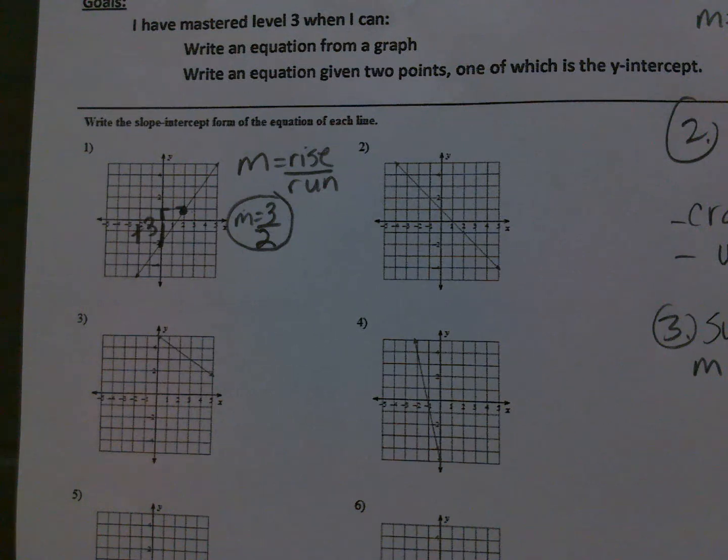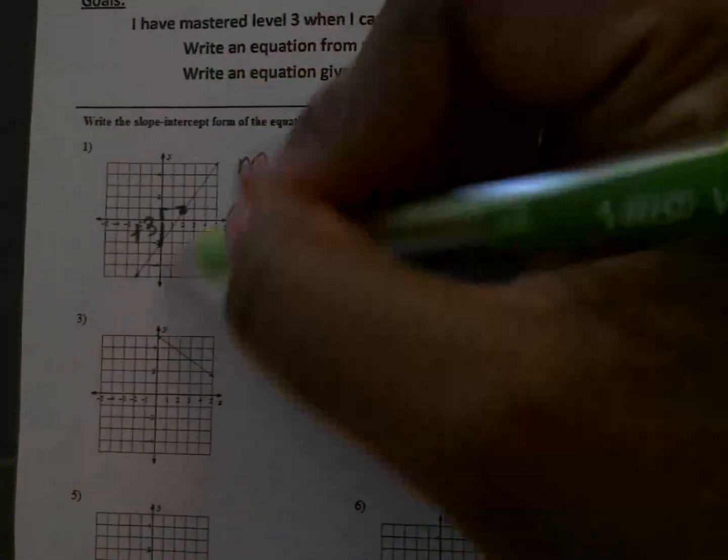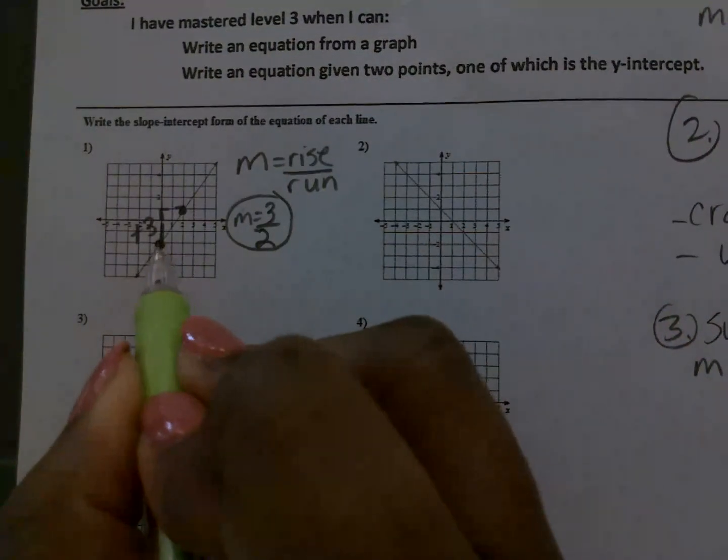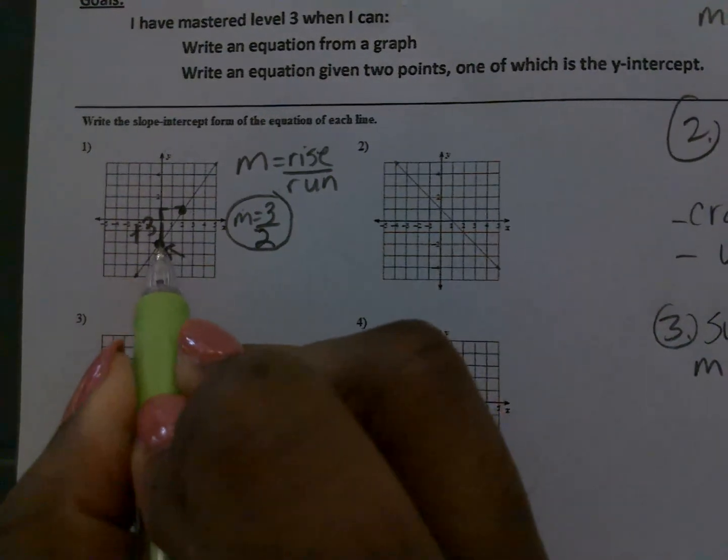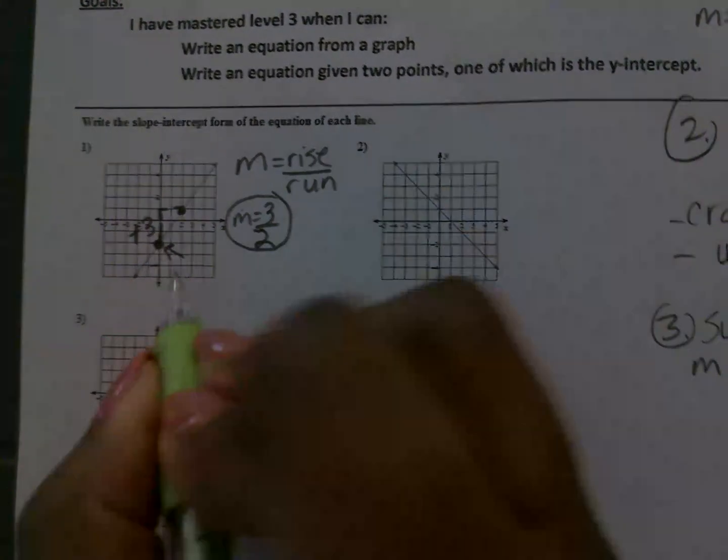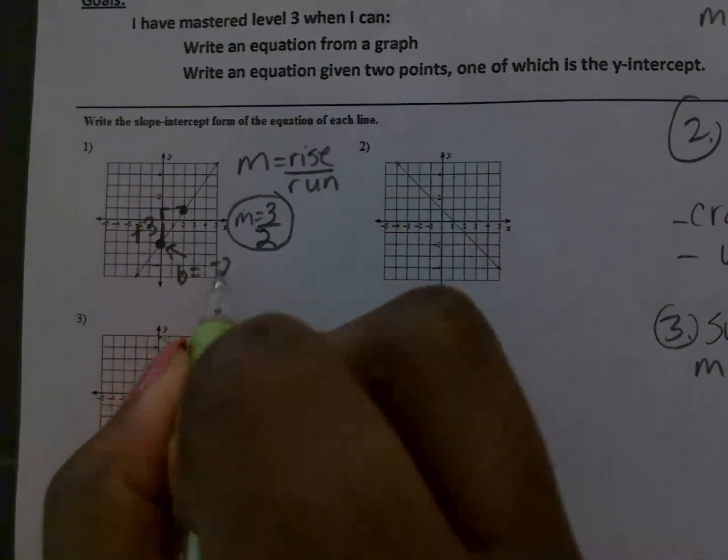Okay, so now we have to find B. Any ideas? Can somebody tell me how I would find B? You do the same thing. Yes. Look at where the line crosses the y-axis. Very good, Bruno. This is the y-axis right here. What number is this on the y-axis? -2. So B is -2.